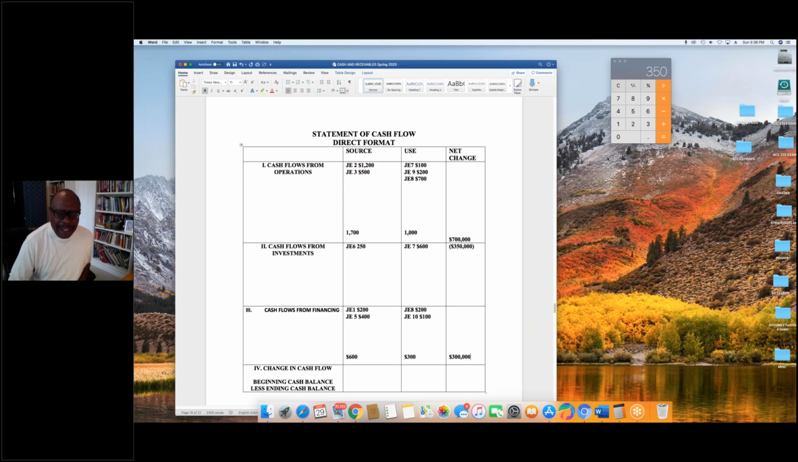So when we look at the change in cash, 700 from operations and 300 from borrowing, financing the company, and then 350 in expenditures, then our change in cash should be 650, I believe. Let's see, a million minus 350 equals 650,000.